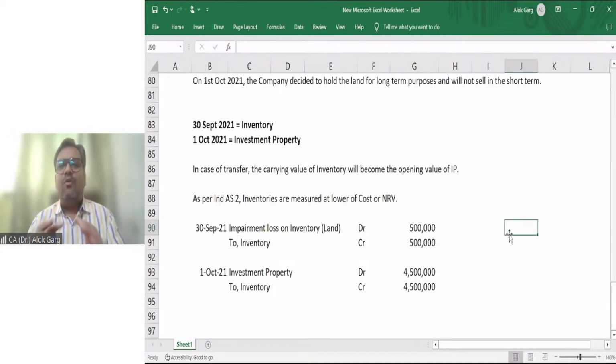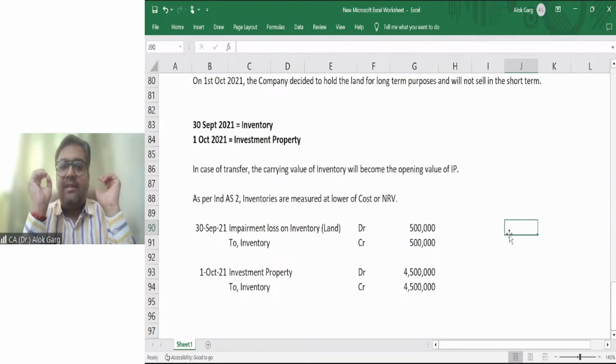Hence, is that clear? So moral of the story is कि जिस डेट पे ट्रांसफर हो रहा है, चाहे वो इन्वेस्टमेंट प्रॉपर्टी से पीपी या इन्वेंट्री में हो रहा है, या पीपी और इन्वेंट्री से इन्वेस्टमेंट प्रॉपर्टी में आ रही है एसेट, सो आपको डेट ऑफ ट्रांसफर पे जो पुरानी एसेट है उसके स्टैंडर्ड के हिसाब से कैरिंग वैल्यू निकालनी.